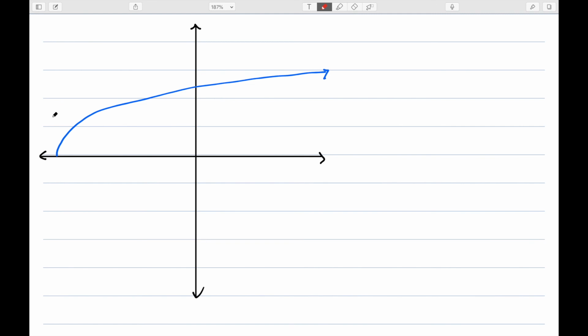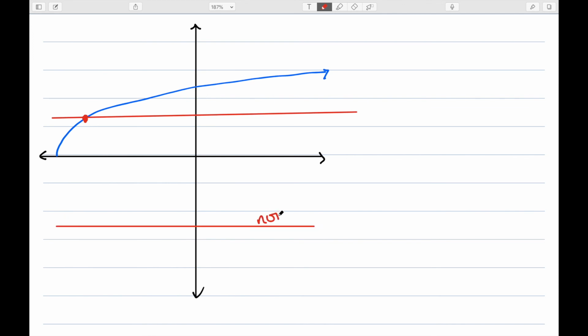If we look at this graph, my horizontal lines will either intersect once or down here, none. And the rule says as long as it doesn't intersect more than once, it is one-to-one. So this one will be one-to-one since every horizontal line either intersects once or not at all.